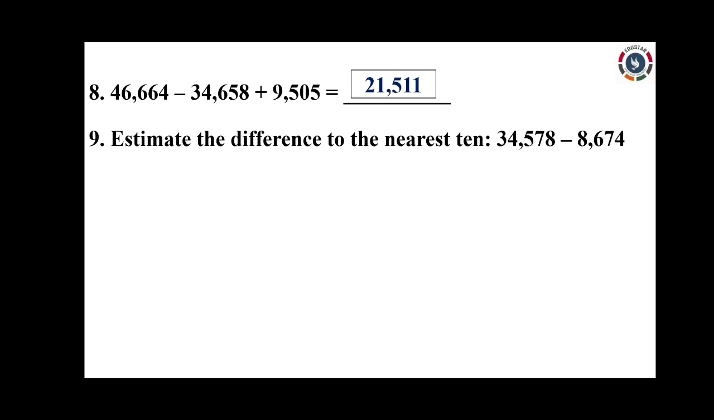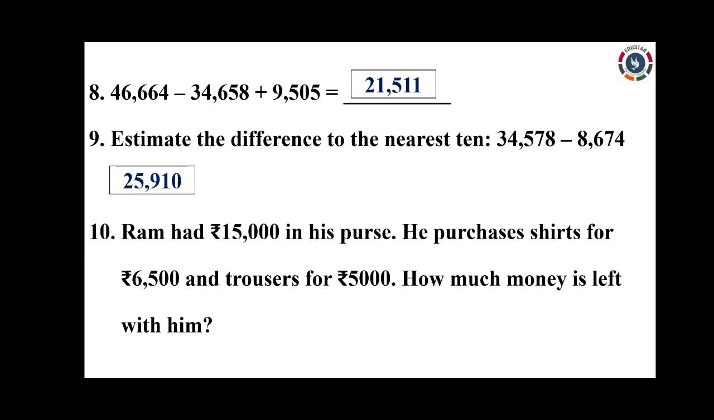8,674. Here the ones place digit is 4. 4 is less than 5. So 8,670. So 34,580 minus 8,670. The answer is 25,910.